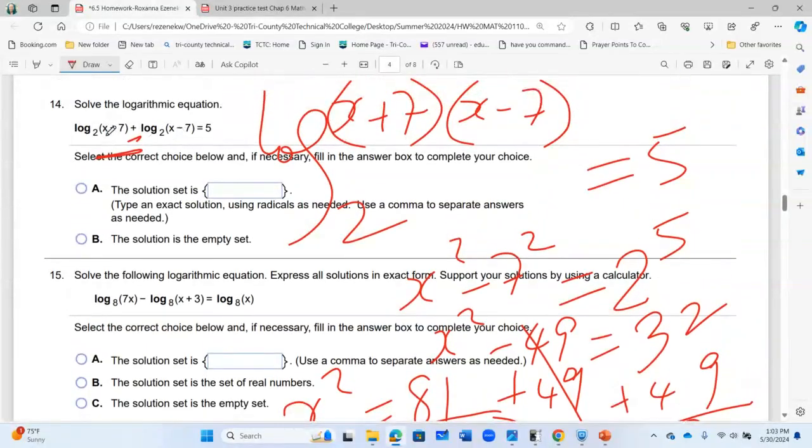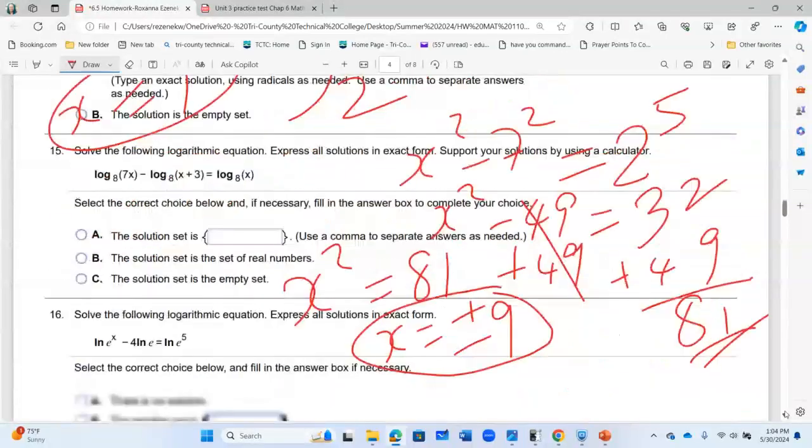Test 9 here. If I put 9 plus 7, I will have a positive number. 9 minus 7, I have a positive number. Okay, well, let's try negative. Negative 9 plus 7, I have a negative number. Negative 9 minus 7, I have a negative number. So negative 9 is not a real solution. Only x equal to 9 is a real solution. X equal to negative 9 is an extraneous solution. So we have to be careful after we find the equation and solve it.